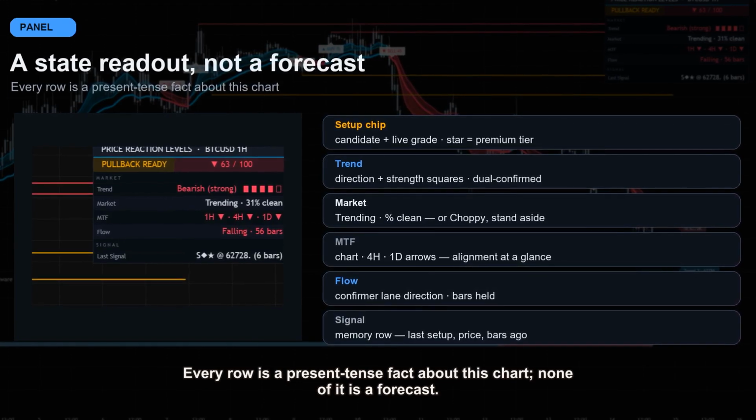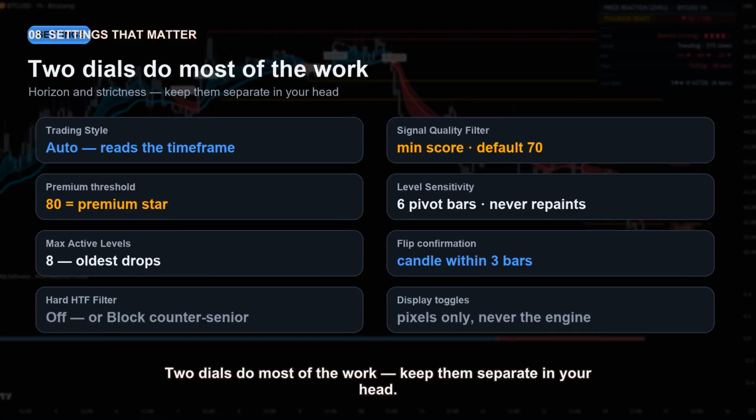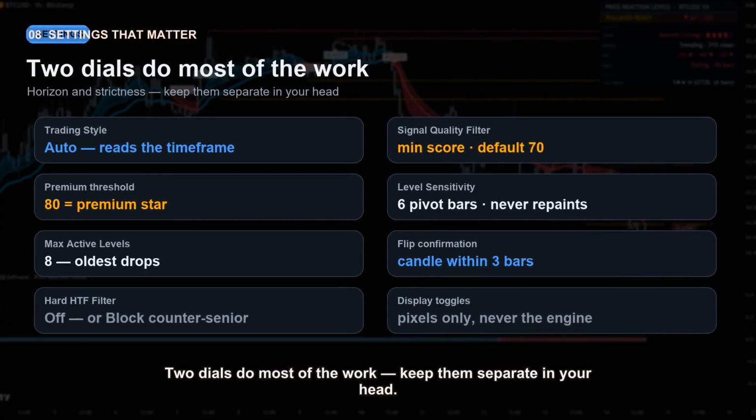Every row is a present tense fact about this chart. None of it is a forecast. 2 dials do most of the work. Keep them separate in your head.